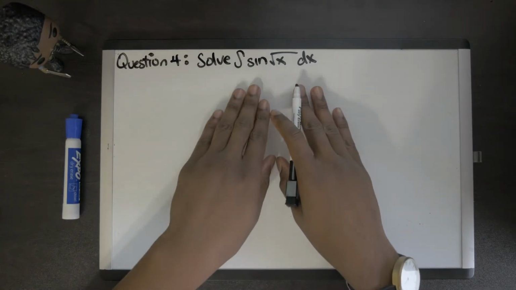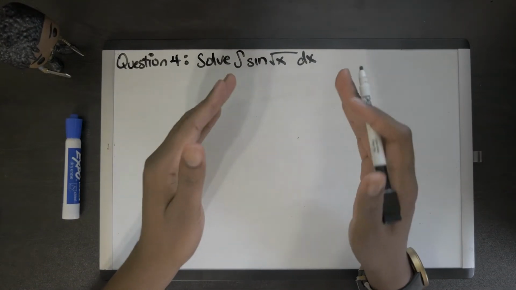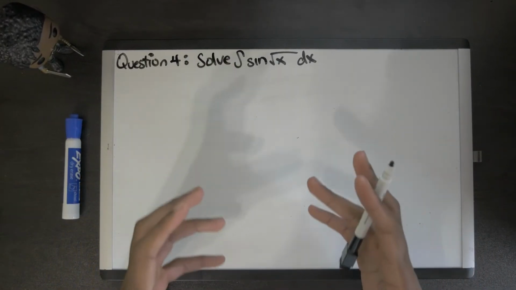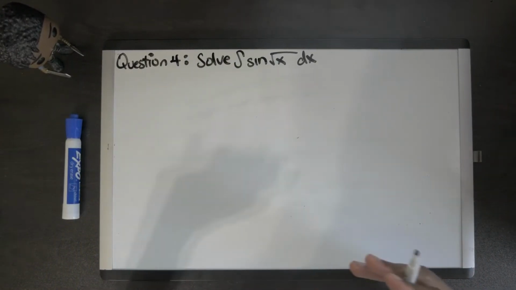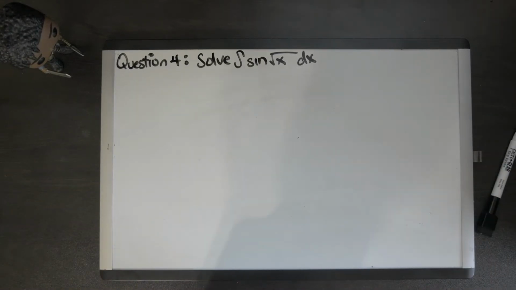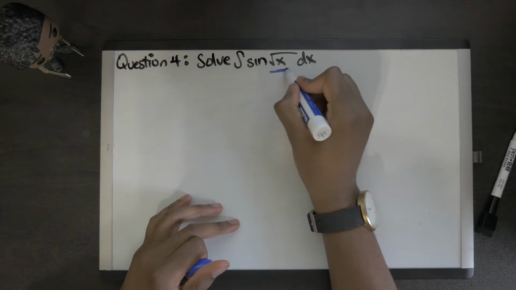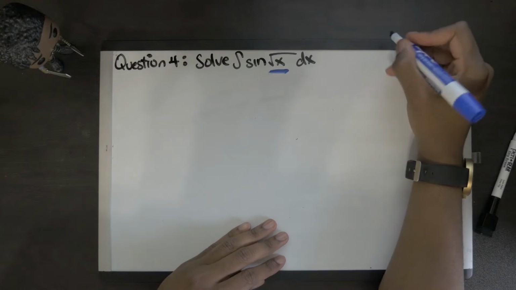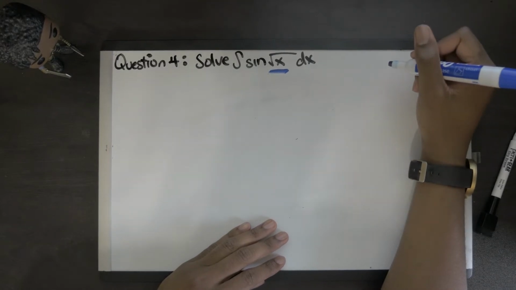So we have our integral here, and we're going to think about what in this integral is very complex that we can't just solve outright. Right now, what jumps out at me is going to be this square root of x. So I want to do something to that square root of x to make this a lot easier to deal with.